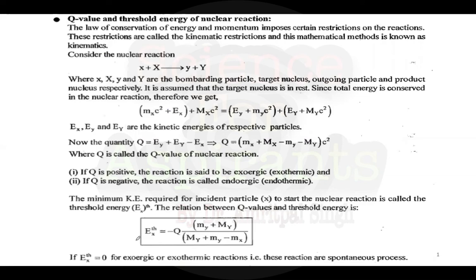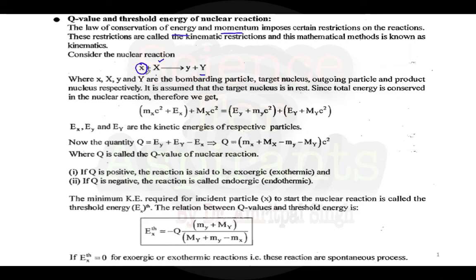Next is the Q value and the threshold energy of a nuclear reaction. Now, in order to have any nuclear reaction, the law of conservation of energy and the law of conservation of linear and angular momentum should be satisfied, along with the law of conservation of charge. Now you can see in this reaction, the small x is the bombarding particle, which is targeted at the parent nucleus, and these are our products. Small y is our outgoing particle, and capital Y is our product nucleus.